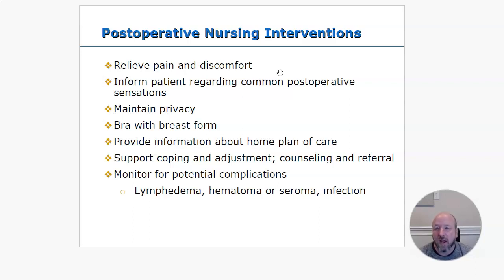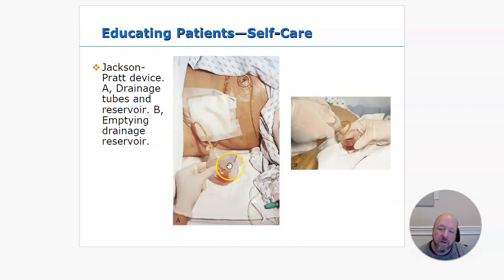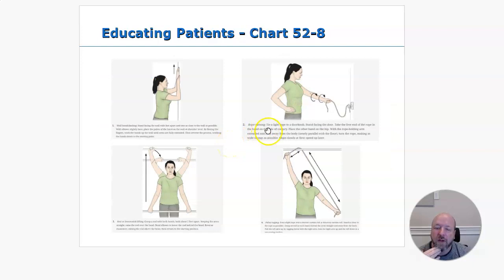After surgery, you're going to have pain, and generally the medications can relieve it. But if there's unrelieved pain, or other things like neurological issues or circulatory issues, that's a bigger concern. And the biggest thing we're worried about is lymphedema, where the arm can get really swollen and enlarged. You can see surgical site management. They can start showering, and all these things are here. No heavy lifting for around 4 to 6 weeks, nothing more than 5 or 10 pounds. Here's that Jackson Pratt device we spoke about.